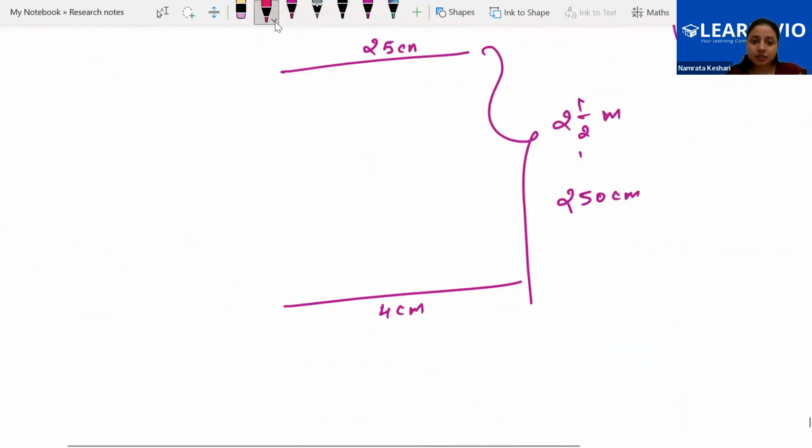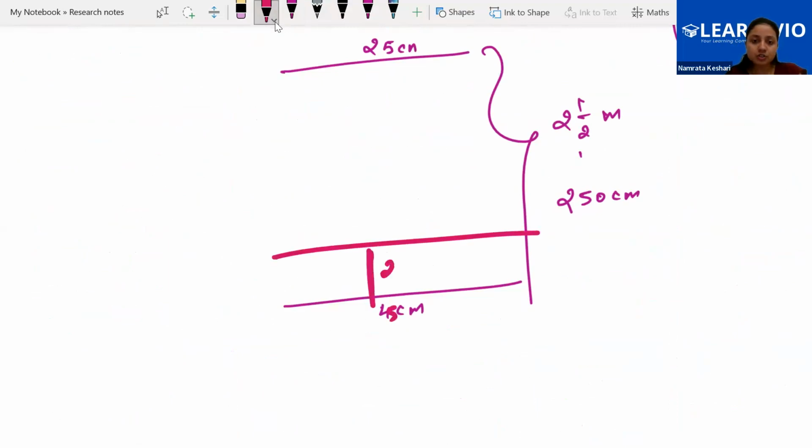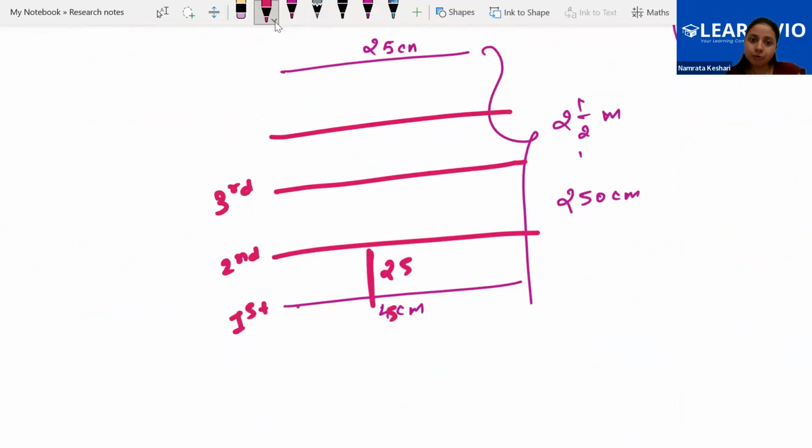the distance between this one is 25. The distance from the first rung, second rung, third rung, fourth rung. From the first rung, if you are finding the distance from first to second, the distance is 25 centimeter. Listen to me carefully. First rung to second rung, the distance is 25 centimeter.